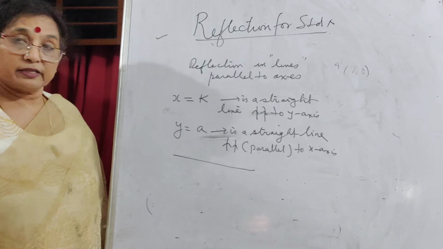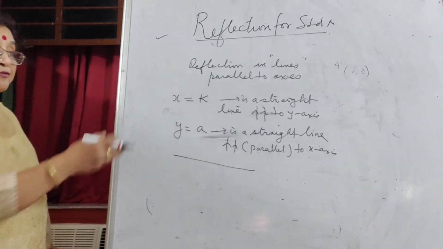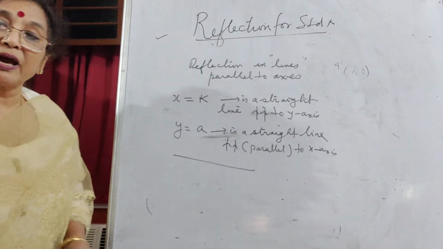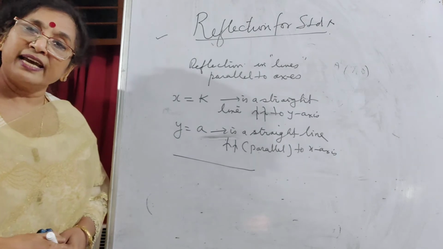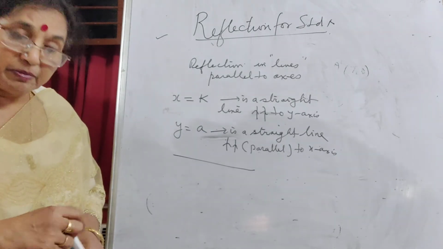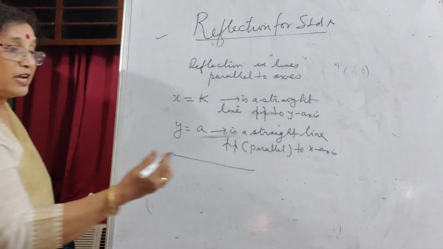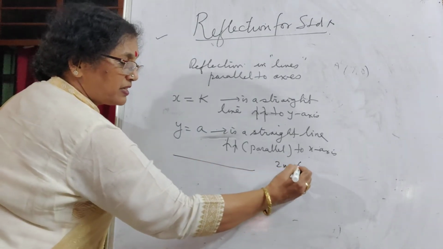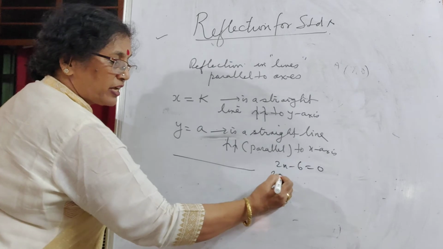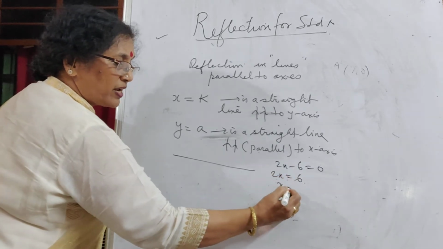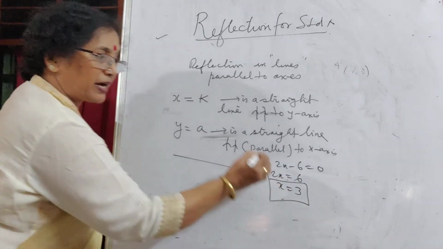So I'll show you all that. First, you should know how to recognize parallel lines: only x and a number. A ready-made form will not always be given, children. For example, I'll give you 2x minus 6 is 0. So you have to take 2x equals 6, therefore x equals 3. You have to bring it into this format.